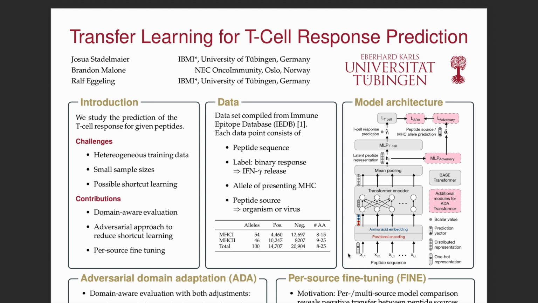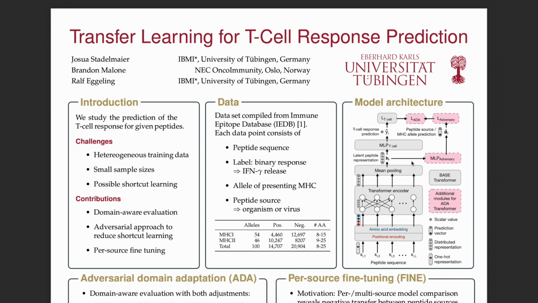We conduct our experiments using a base model, which we call Base Transformer. The gray boxes show the components of this model. We start with just a peptide sequence as input, which gets embedded into a sequence of vectors. A single-layer transformer encoder then updates these vector representations by letting them interact with each other. After that, the sequence of vectors is combined into one vector, the latent peptide representation, using mean pooling. Based on this vector, a simple multi-layer perceptron then predicts the T-cell response labels.